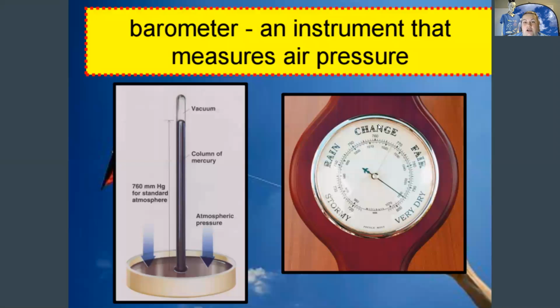A barometer is an instrument that measures the air pressure. You can see on our picture, the lower the air pressure, the worse the weather. So you can think of low pressure and lousy weather. High pressure, on the other hand, over here on the very dry side, is happy weather. So low pressure, lousy weather, high pressure, happy weather.